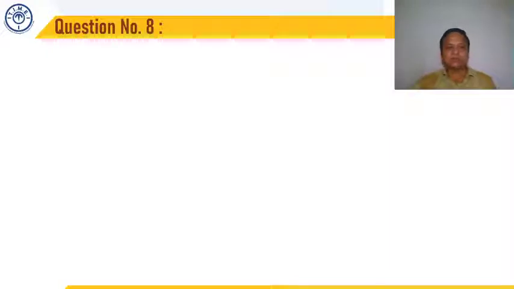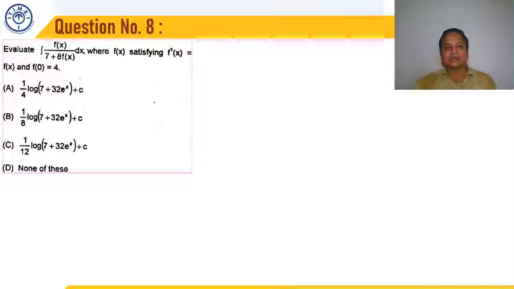Question number 8 of the handout. It says the integral of f(x) upon 7 plus 8 f(x) dx. Now here f(x) satisfies that its differentiation is equal to f(x), and a value is given, f(0) is equal to 4. f(x) is not given to us.